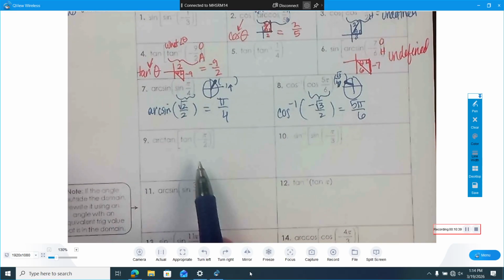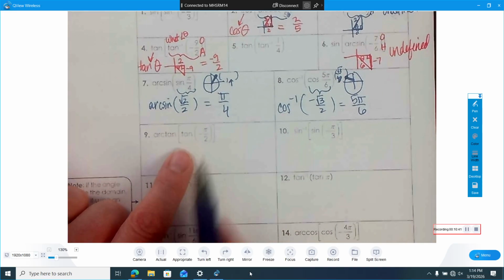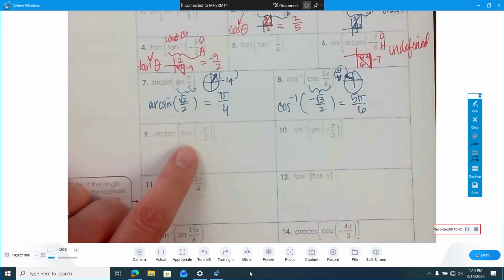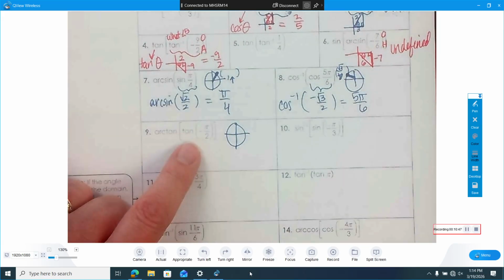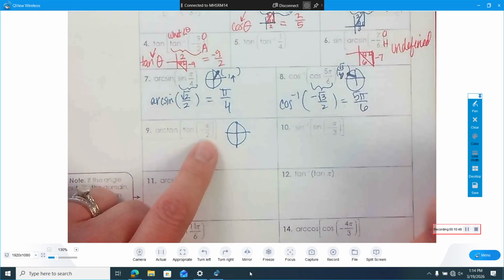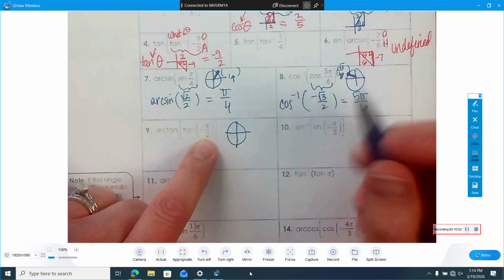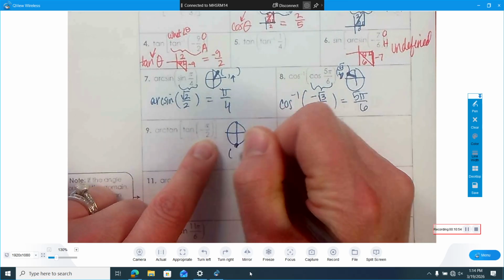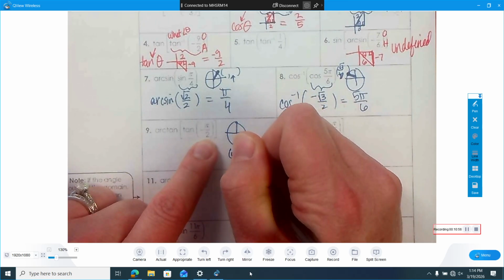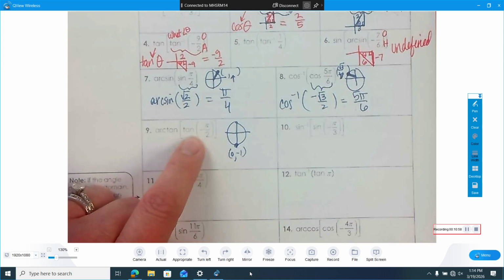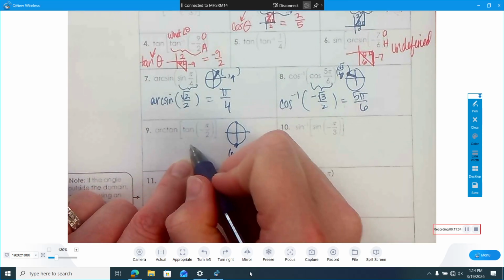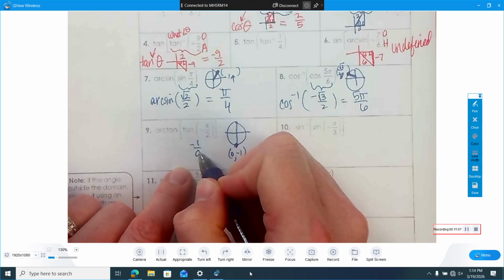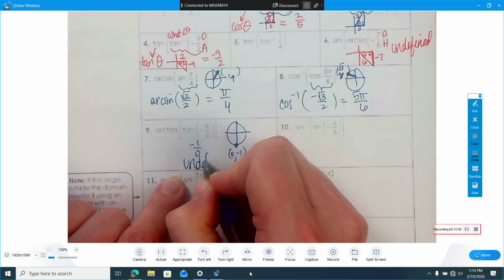Let's look at number 9. Tangent of negative pi over 2. So on my unit circle, where's negative pi over 2? At the bottom. At the bottom, yeah. And so that ordered pair is 0, negative 1. How do we find the tangent? Y over x. So the tangent would be, yeah, negative 1 over 0, which is undefined. Yes.